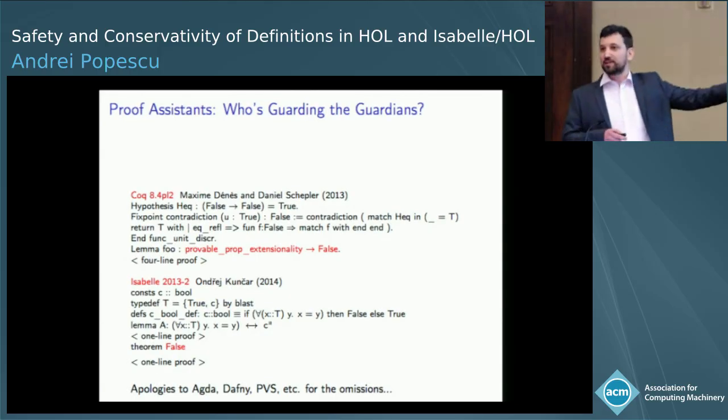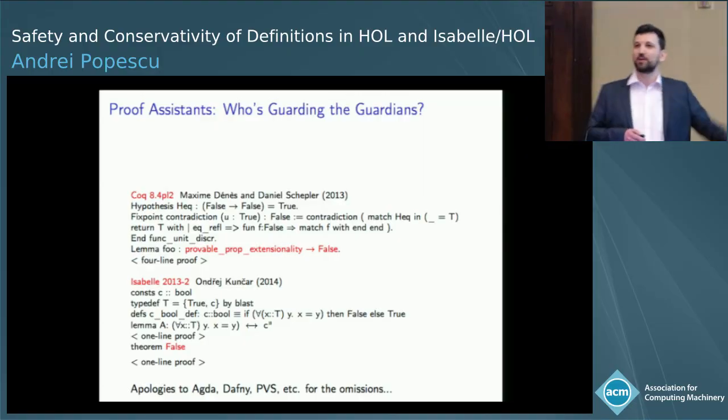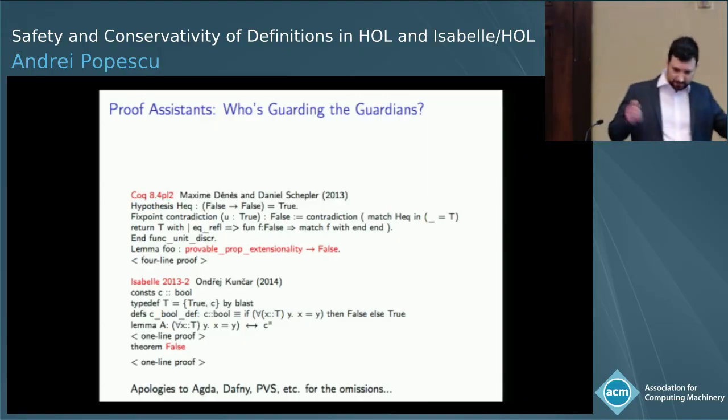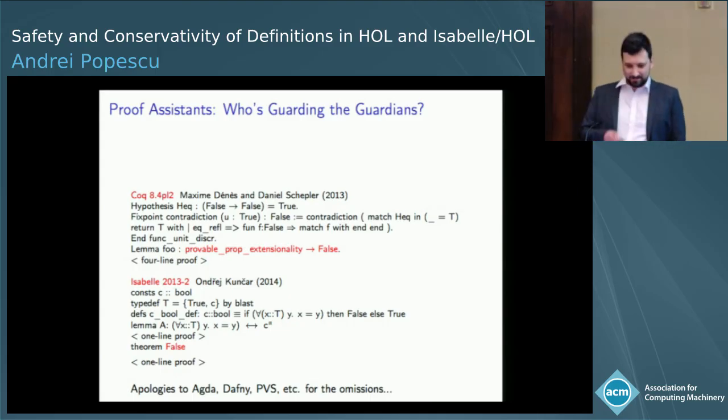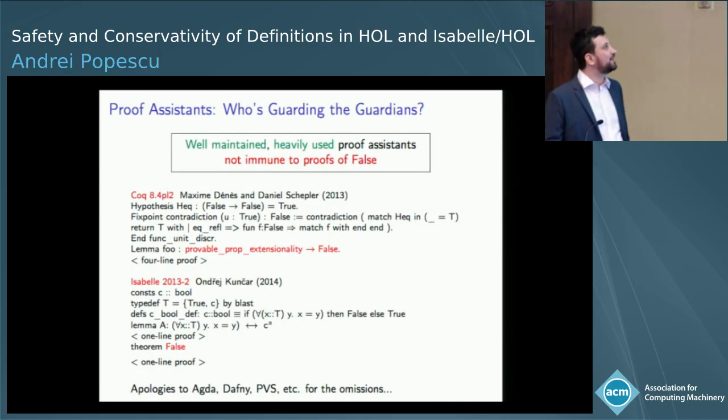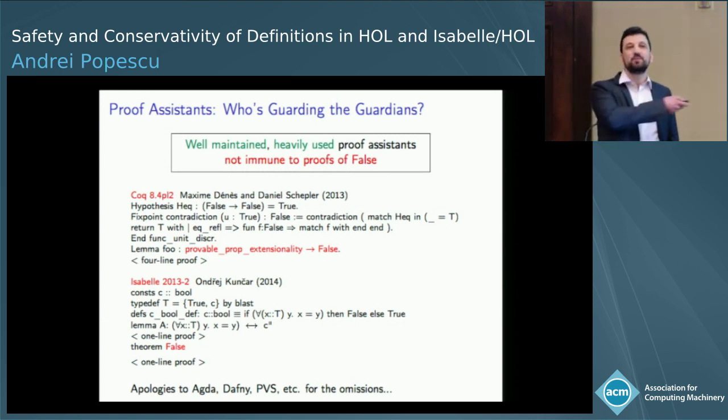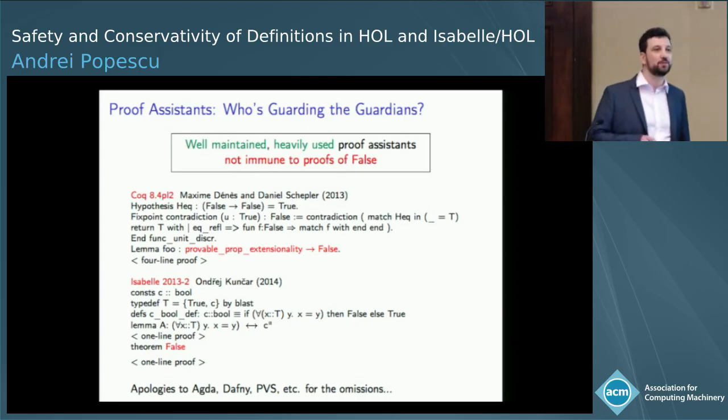And I have to apologize to the other proof assistants for omitting them. They have some very nice story to tell. But the point is that even well-maintained and heavily used proof assistants are not immune to this virus, to proofs of false given by conceptual logical flaws.